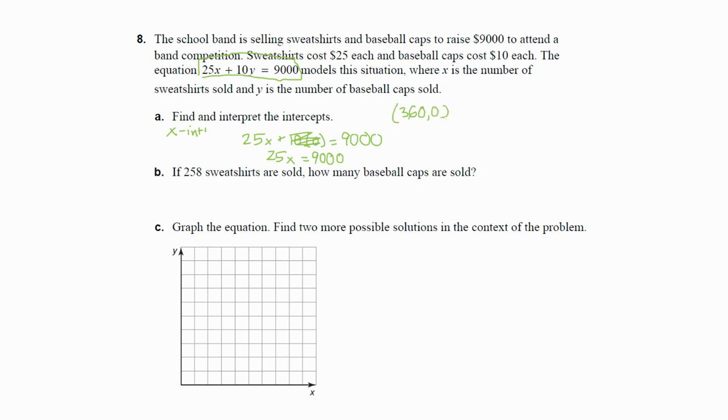Now, what does this mean in the problem scenario, knowing what x and y are? You should have chosen, this means that you would sell 360 sweatshirts and 0 caps to make the total of $9,000. Okay, try the same thing with the y-intercept. What's the y-intercept of this problem?